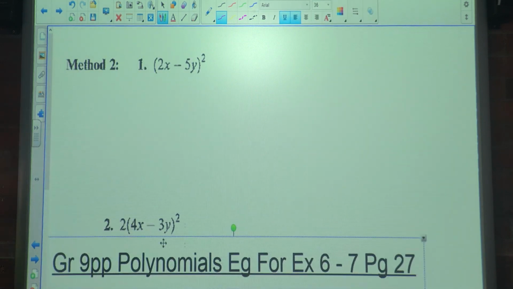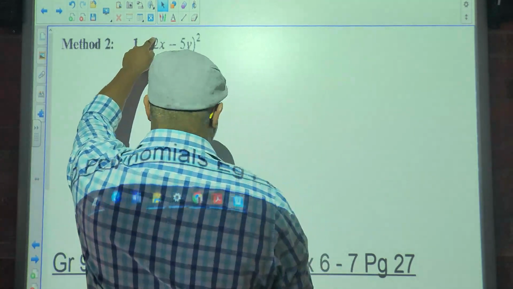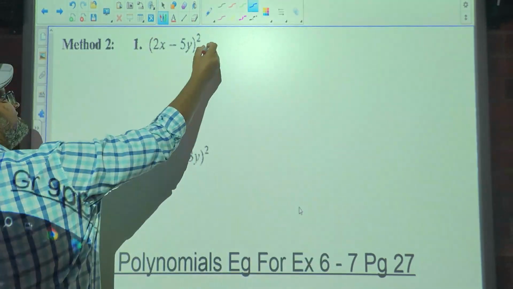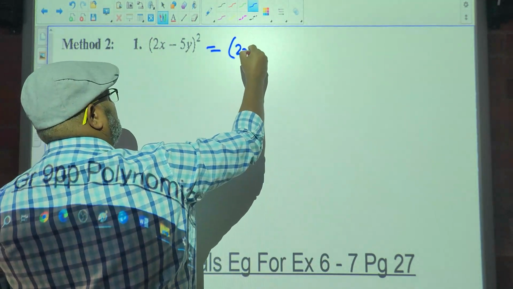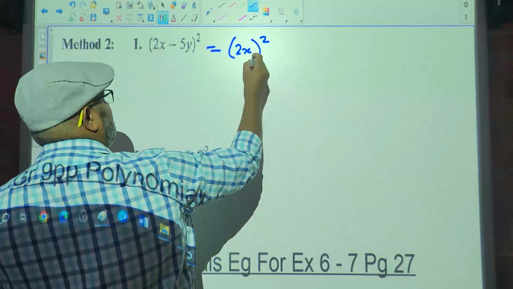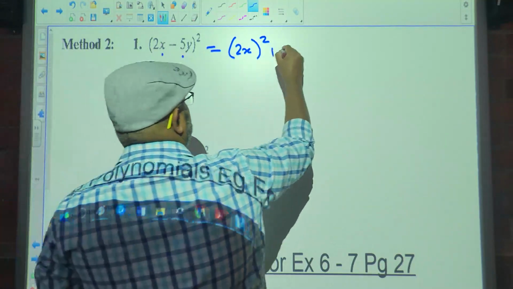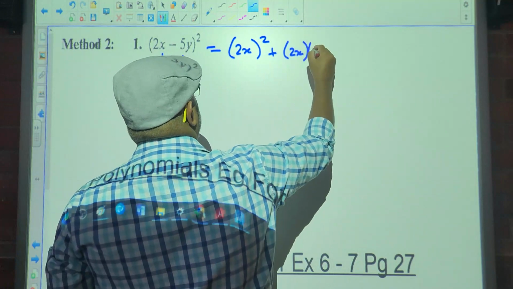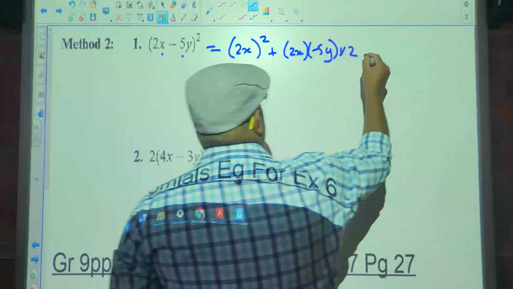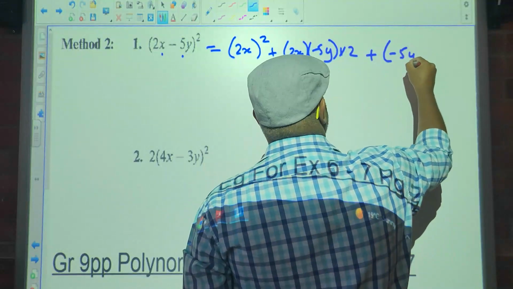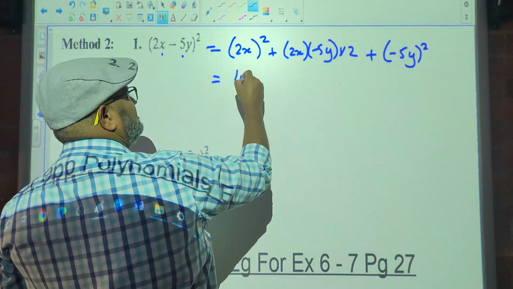So you guys have seen the rule? You noticed the rule? So let's apply the rule again for the first one. We're going to square the first term, not so? There's going to be 2x all squared. Then it was the first term times the second term times 2, not so? And it's the last term squared. So what do we get? 2x all squared is 4x squared.